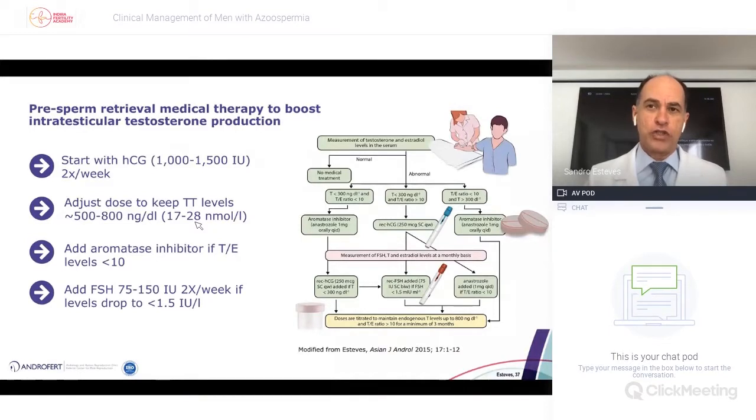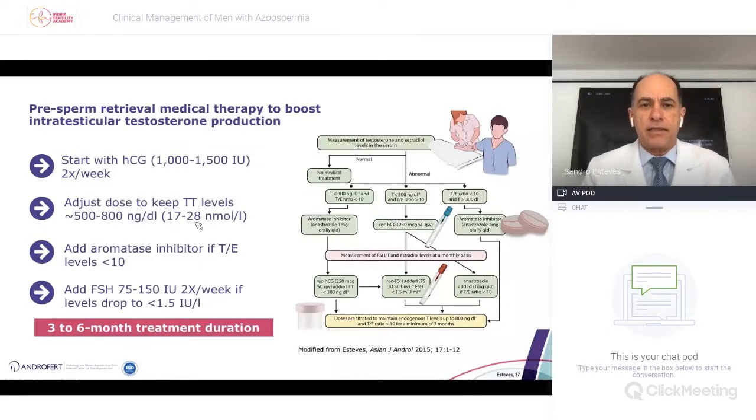However, if the FSH levels go down below 1.5, then we lack the proper stimulation. And remember, the Sertoli cells have to be stimulated with FSH to actually have proper spermatogenesis. So if you see a patient after starting HCG therapy having low FSH levels, you might add FSH to the treatment.